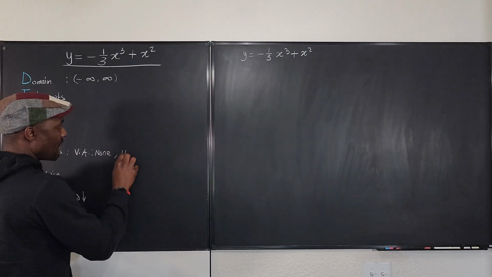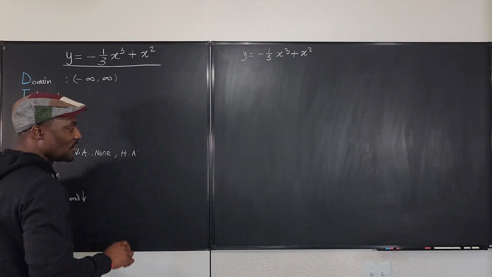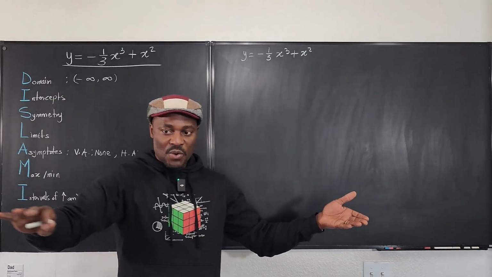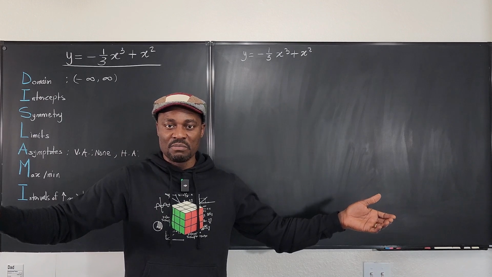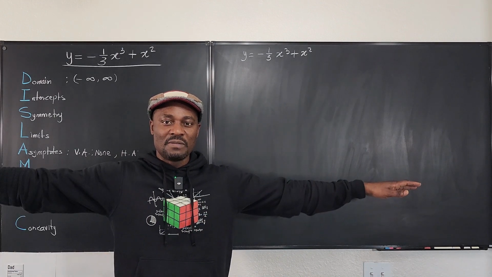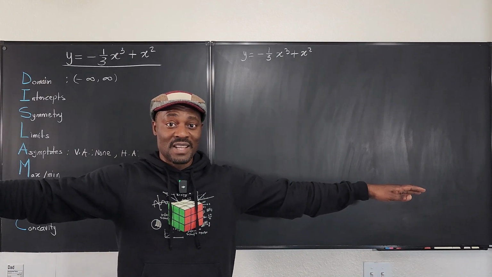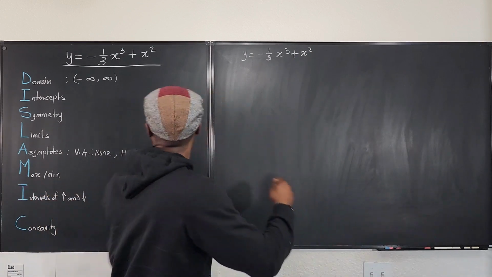Okay, now do we have a horizontal asymptote? Is there a number that we're approaching as we keep going to infinity? Well, we have to determine that later when we get to asymptotes. Okay, but let's go here.